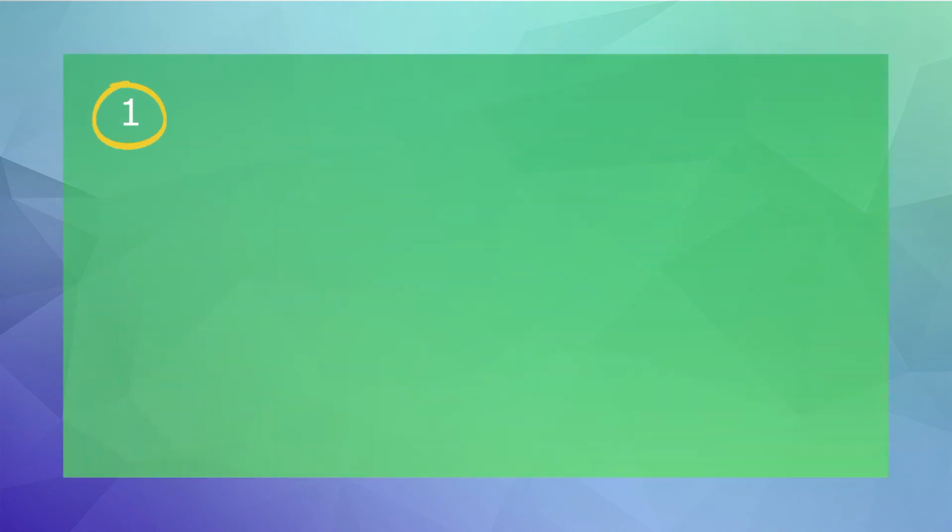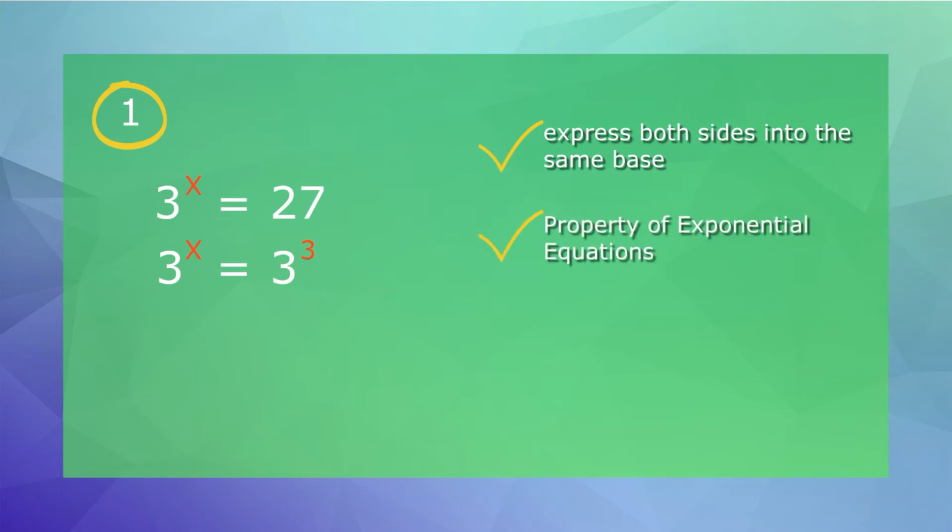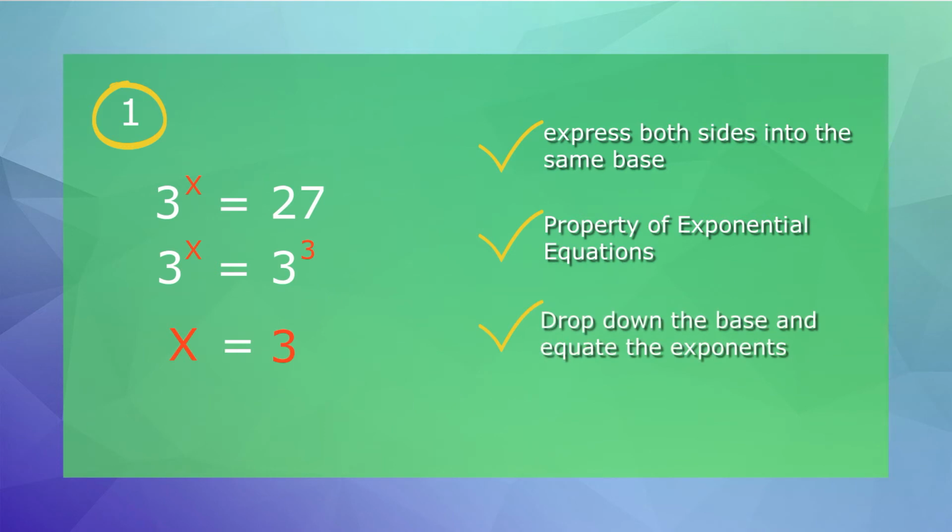Number 1. What is 3 to the power of x is equal to 27? First step, we need to express both sides of the equation into the same base. We all know that 27 can be rewritten as 3 cubed, which is necessary so that both sides will have the same base. Then, through the property of exponential equations, we drop down the base and equate its exponents, which is x is equal to 4.